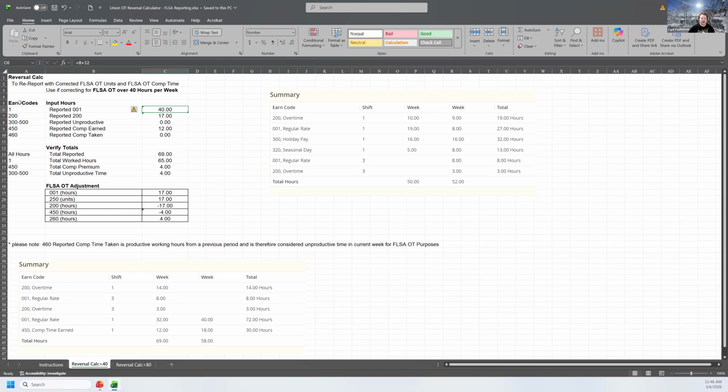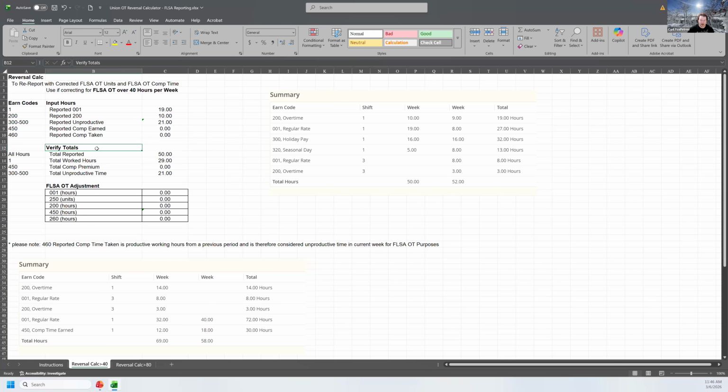Okay, so here we need to simply report the hours that are on this experience timesheet. So 001 hours reported. I look over here, 001, I got 19 hours, and that's it. So this is going to be 19. Code 200 reported. 200 overtime, I got 10 here, and that's all I have for this week. Okay, great. Unproductive time: I got holiday and seasonal day, so 16 and 5. Let's just do some math here. Plus 16 plus 5, that's 21. Reported comp time earned, I don't see any of that. 0.